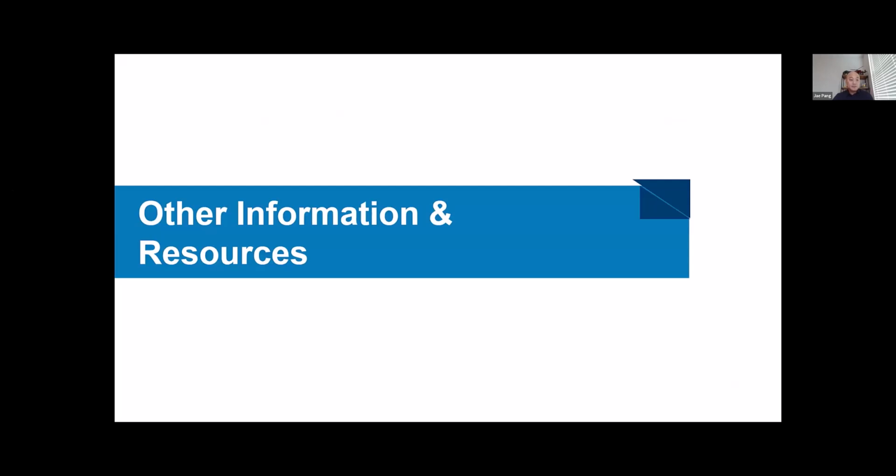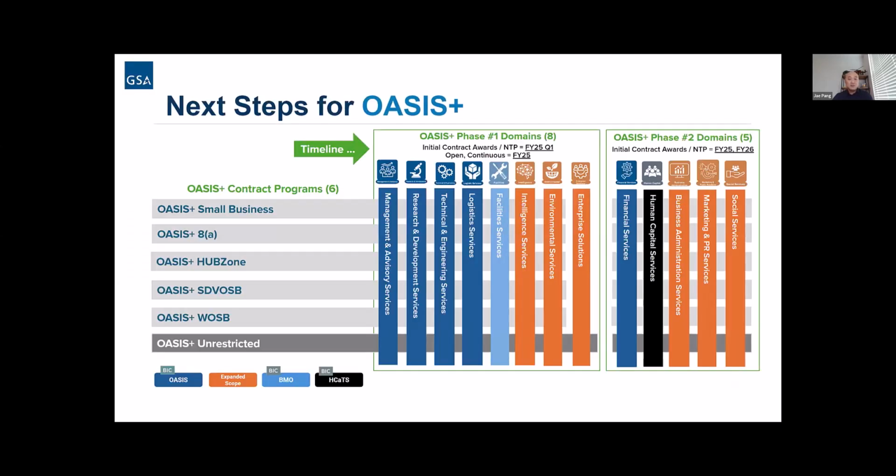All right, folks, moving on to the other information and resources. The next two slides are very popular. You may have some questions, but this kind of sums up the discussion on phase 1 and phase 2 rollouts in this one neat slide. As mentioned, phase 1 will be the first 8 domains, followed by the 5 domains in phase 2, which is expected to be awarded in fiscal year 25 and 26.